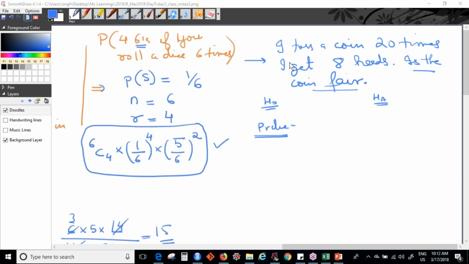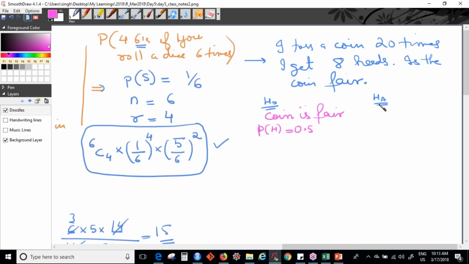Okay, let's see. Okay, so let me start with the null hypothesis. So what is your null hypothesis in this case? Again, your null hypothesis is that the coin is fair. That will remain the same. That doesn't change. So your null hypothesis is that your coin is fair. So my coin is fair is my null hypothesis. That means the probability of head is 0.5. Okay. So this is pretty simple.